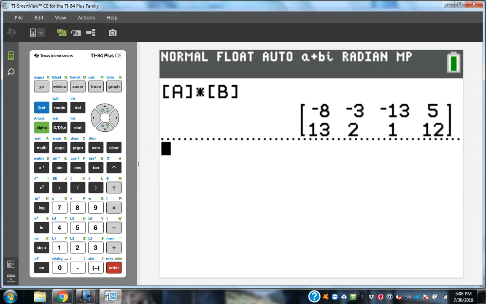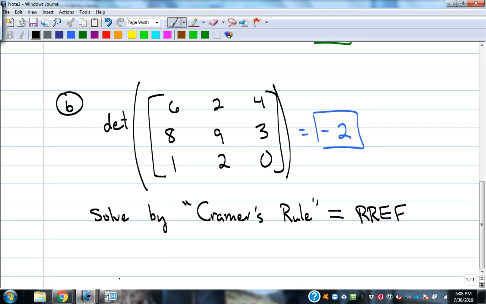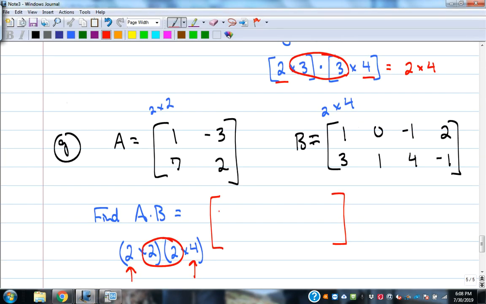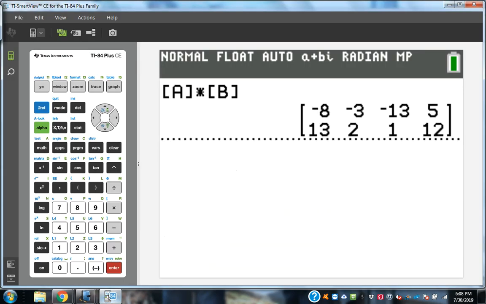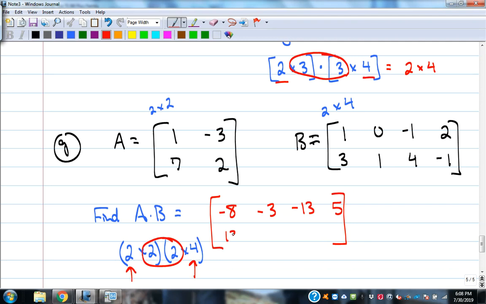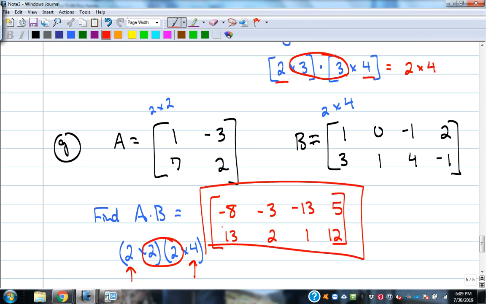Exactly what I expected. And I got those numbers. That's all I've got to write down. -8, -3, -13, 5. And then some more stuff. On paper: -8, -3, -13, 5. And then the next row was 13, 2, 1, 12. There is the product of those two matrices. Okay.